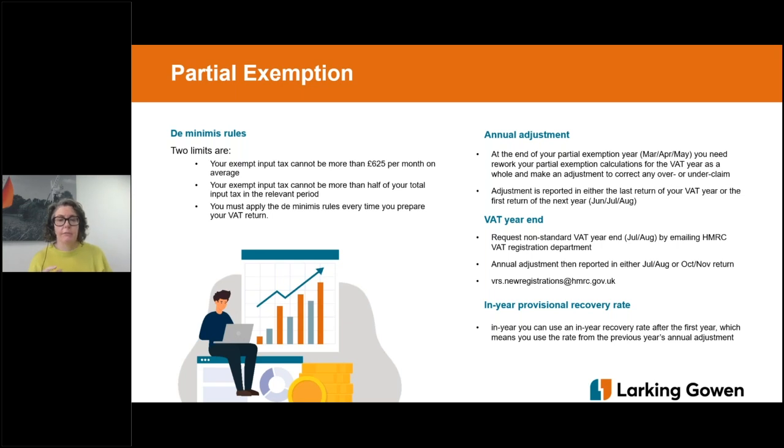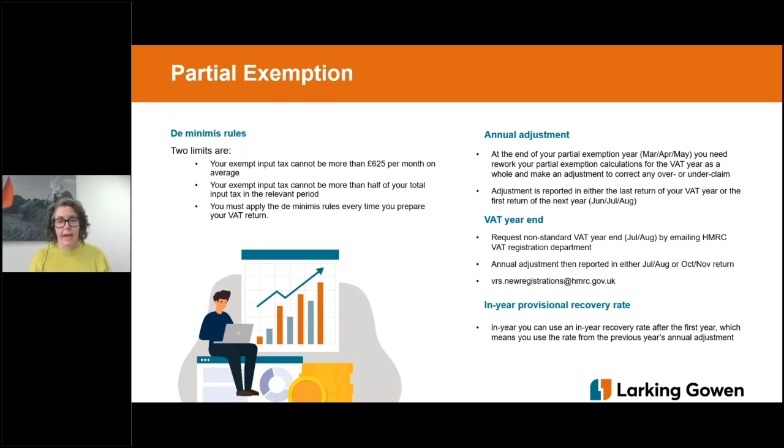And if there is an adjustment to make, you report that in either that VAT return for the last quarter of your VAT year, or more likely in the first return of your next VAT year, so June, July, August return. We have been recommending that you all make a request to HMRC on the email address shown on screen to ask for a non-standard VAT year.